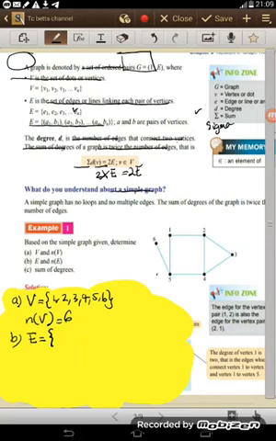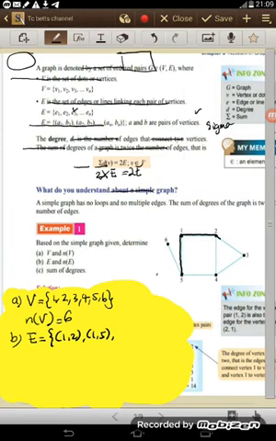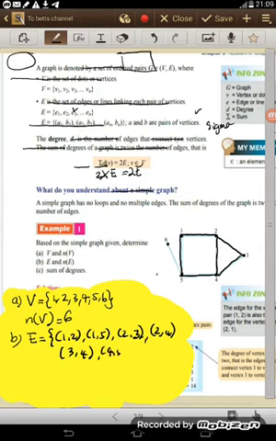Okay, we start again. So (1, 2), and then (1, 5), and then (2, 3), (2, 4), (3, 4), (4, 5), and then (5, 6). Okay, close the curly bracket.